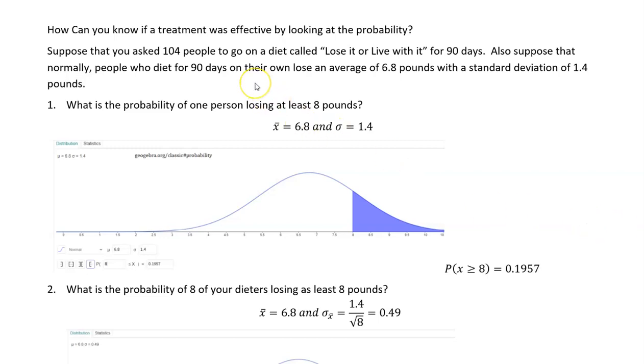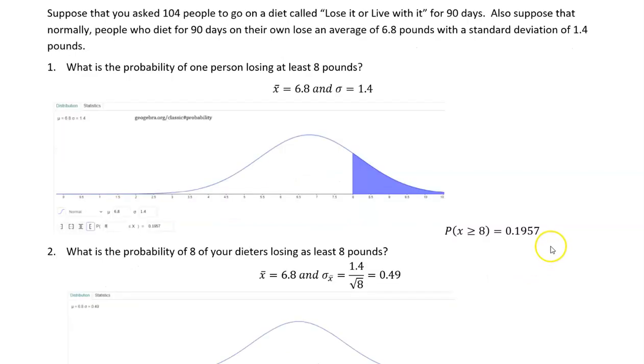So our mean, our average here is 6.8, standard deviation is 1.4. I went into geogebra.org/classic probability and entered the mean and the standard deviation and said, what is the probability that X is greater than or equal to 8? At least means they could lose 8 or maybe more. And I found the probability to be about 19.5%, a little bit more.